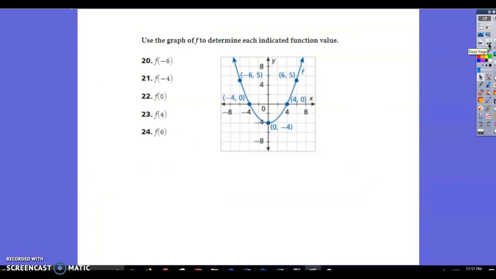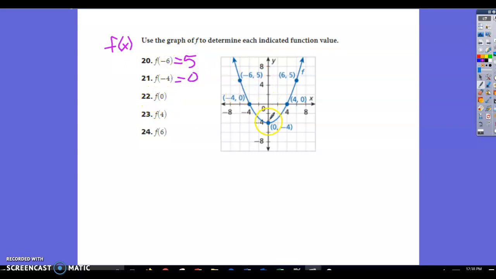All right, this says use the graph of f to determine each indicated function value. So this says f of -6. So remember, this is f of x. They're given an x value. So when x is -6, this is our x-axis here. Horizontal is always the x. We got 2, 4, 6. So negative 6, we go up to 5. Negative 6 goes with 5. Negative 4 is at 0.